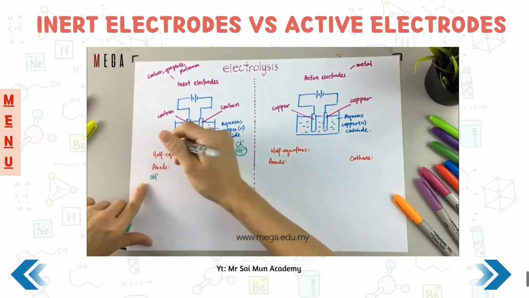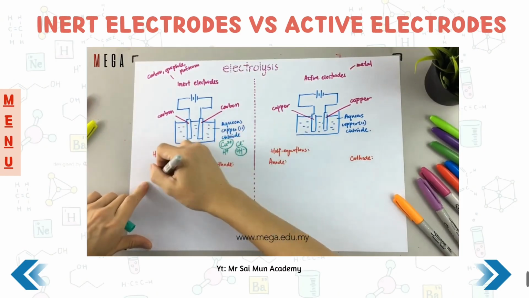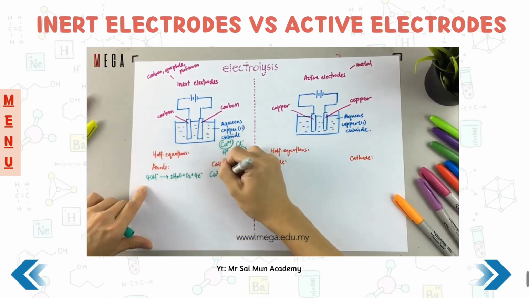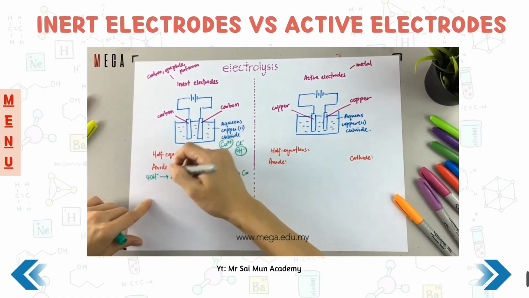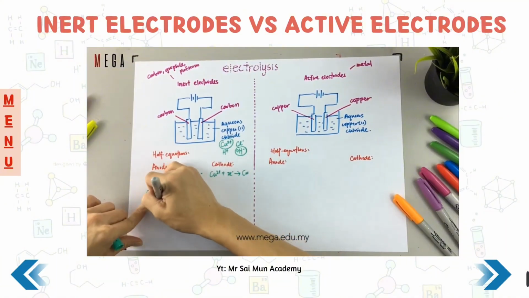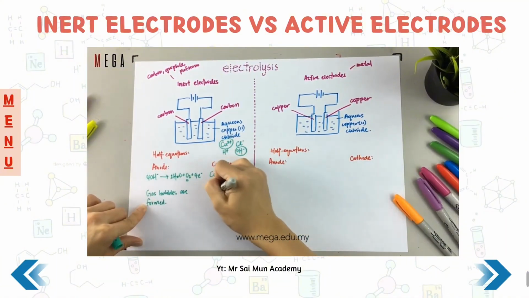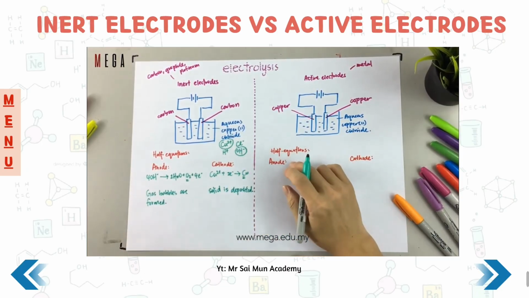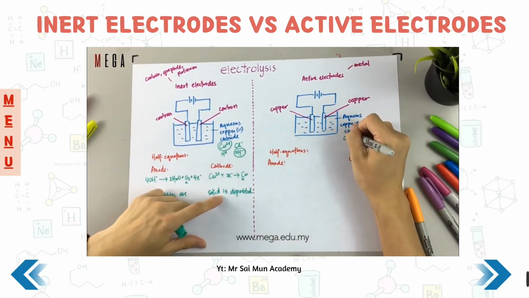So at the anode, hydroxide gets discharged. At the cathode, copper gets discharged. And these are the half equations. For the observation, at the anode, since oxygen gas is produced, the observation will be gas bubbles are formed. At the cathode, solid is deposited, because of the formation of copper atoms.